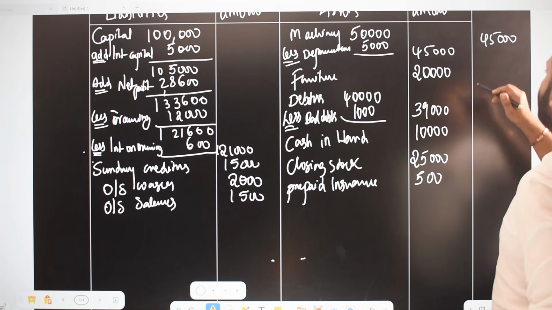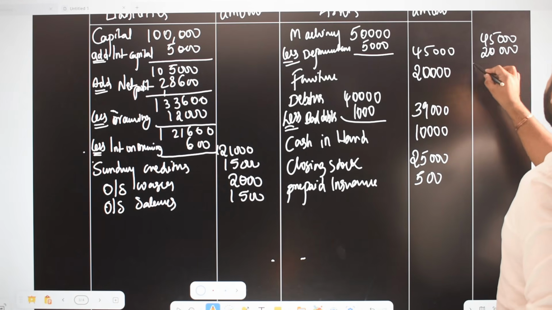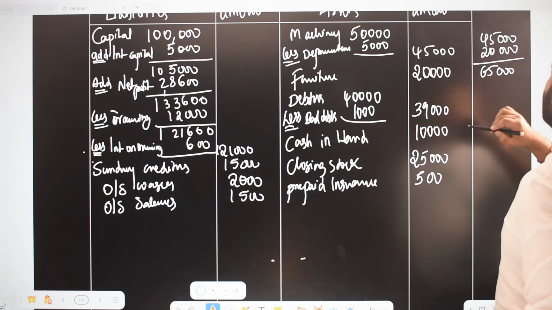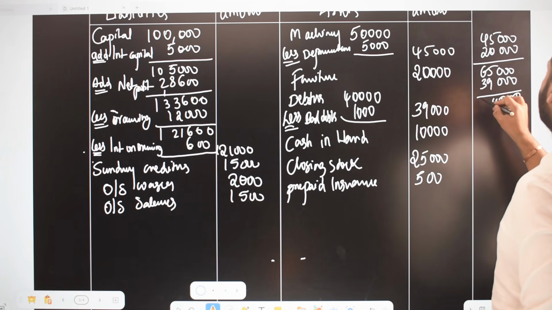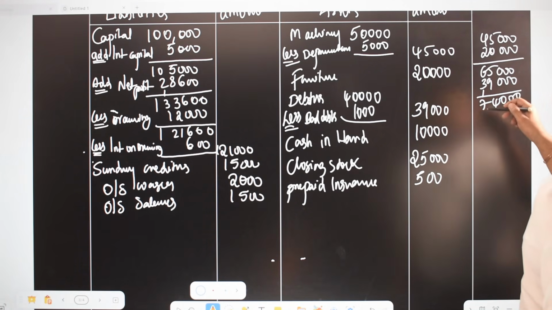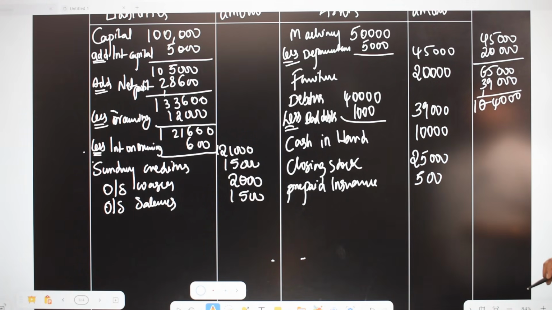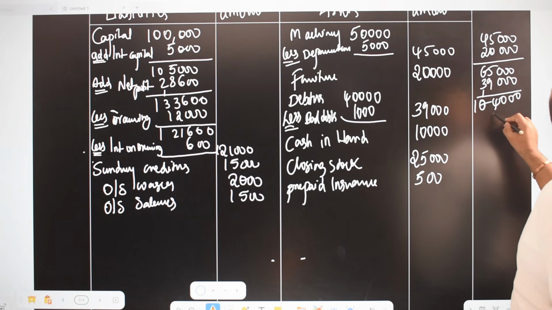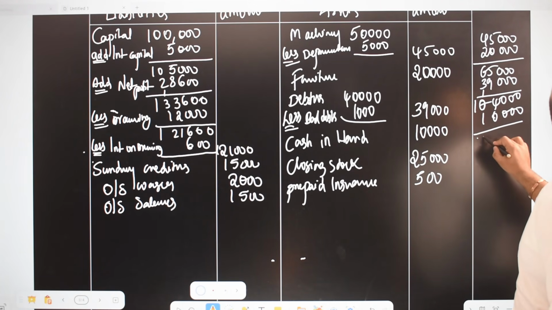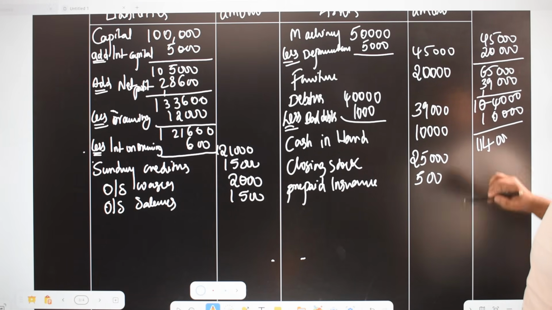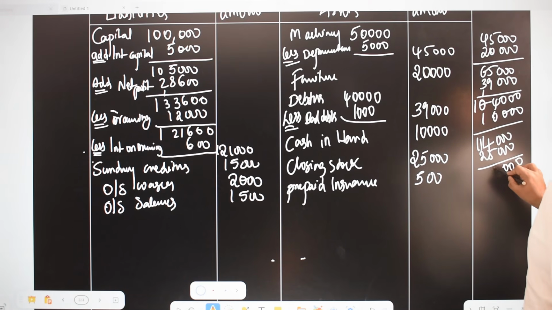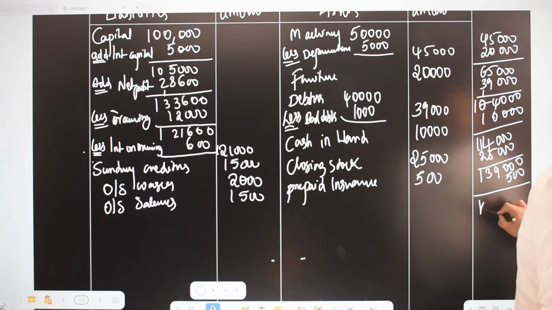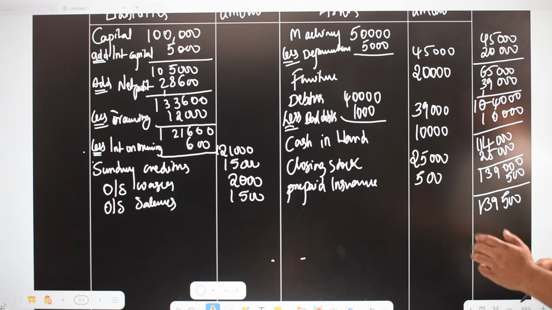45,000 plus 20,000, that is 65,000, plus 39,000, that is 1,04,000, plus 10,000 is 1,14,000, plus 25,000 is 1,39,000, plus 500. So assets total is 1,39,500.